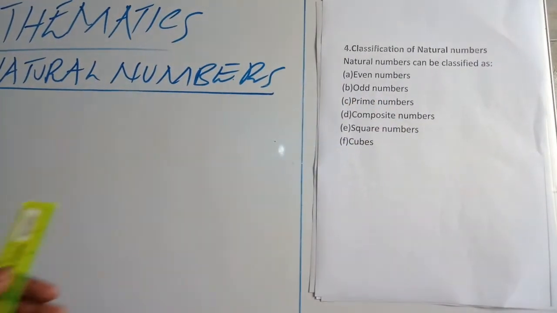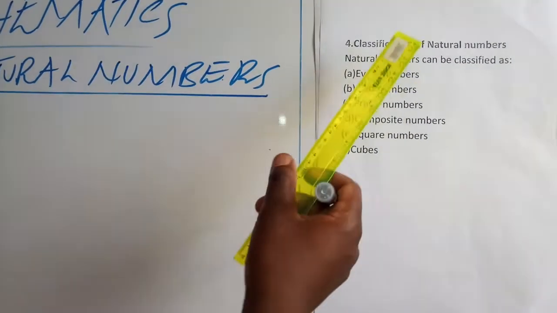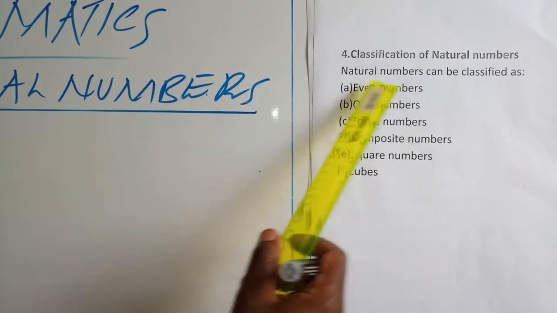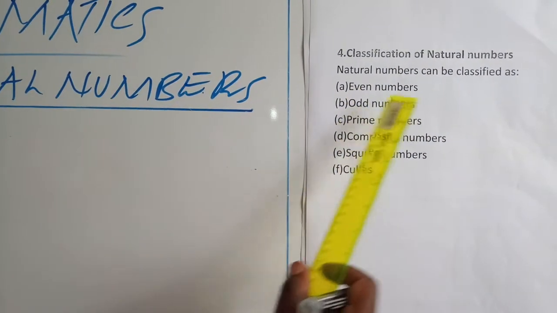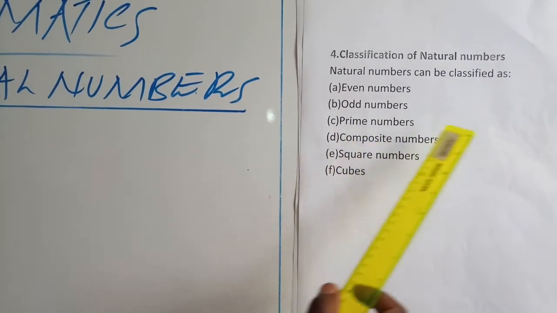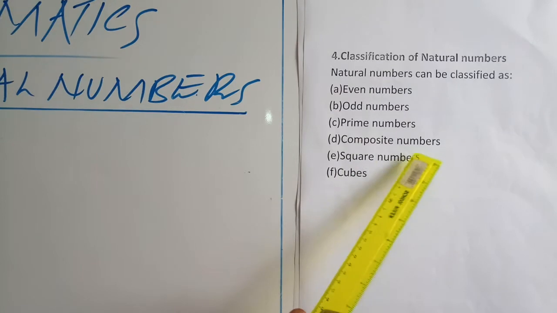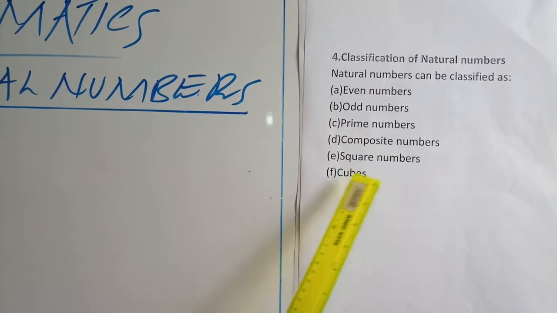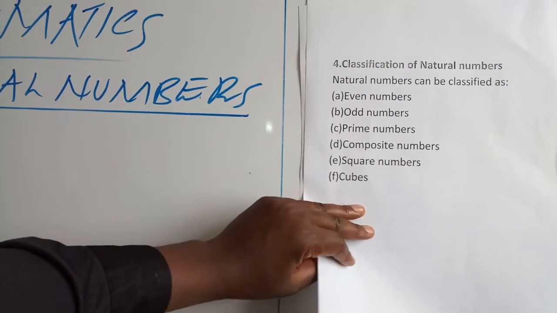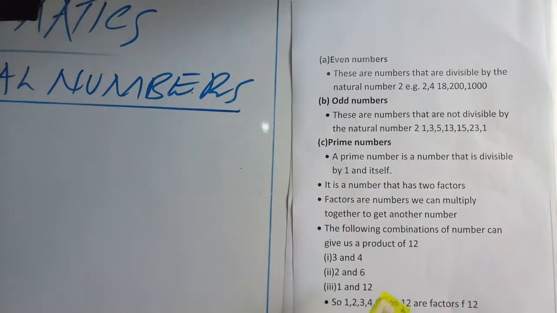These are the different classifications of natural numbers. We have even numbers, odd numbers, prime numbers, composite numbers, square numbers or squares, and lastly, cubes. So we'll be able to look at each one of them, giving relevant examples.